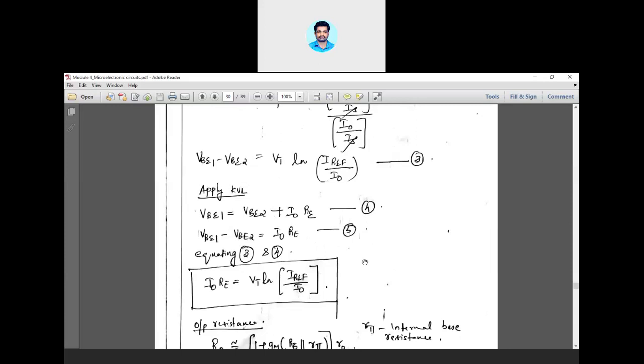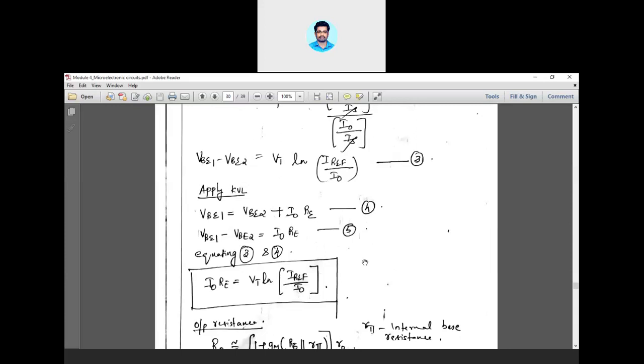Suppose you have IRF, it is given to you. I0 you wanted. Actually, you are designing a circuit for I0. So for the required amount of I0, you can design the proper value of RE, because RE is going to determine the value of I0 for a given value of IRF. Note that Vt is always 25 millivolt. Understood? So by changing the value of RE, you will be able to produce different currents.